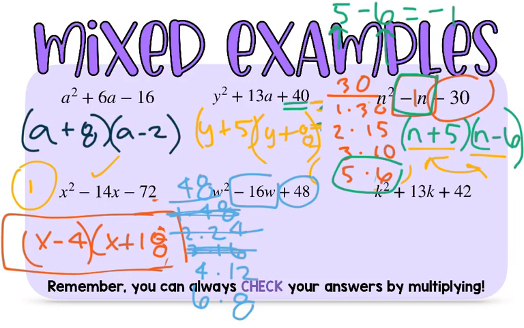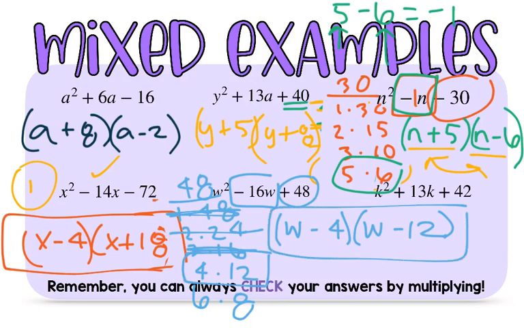4 and 12, if you add them together, you get 16. But if they're both negative, you would get negative 16, so that's perfect. So we want to use these two, but make sure they're both negative. So I'll do W minus 4 and W minus 12. And that will be my final answer.